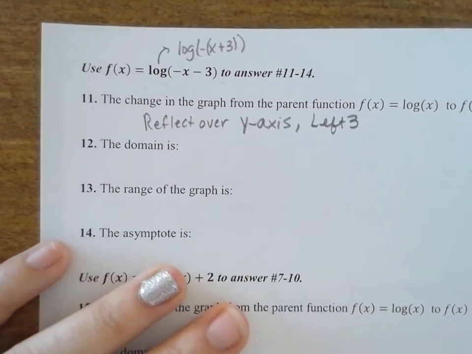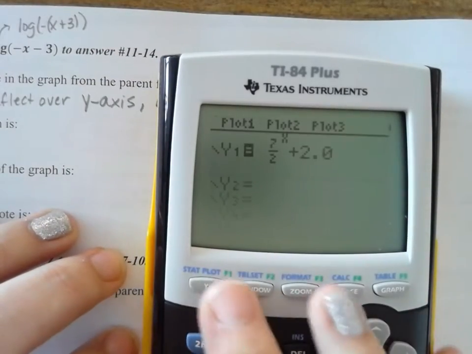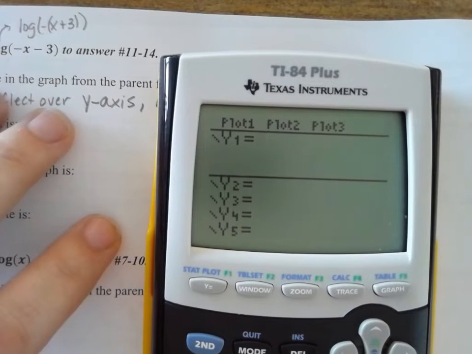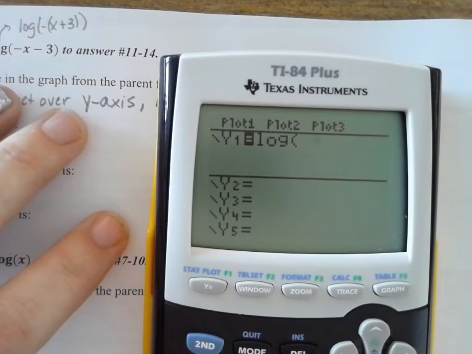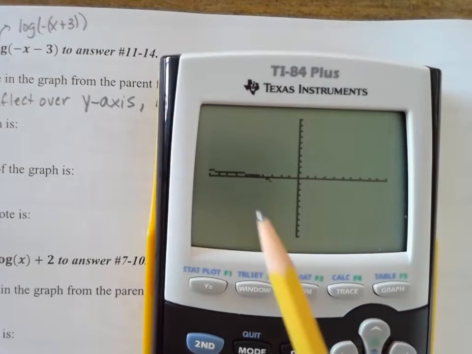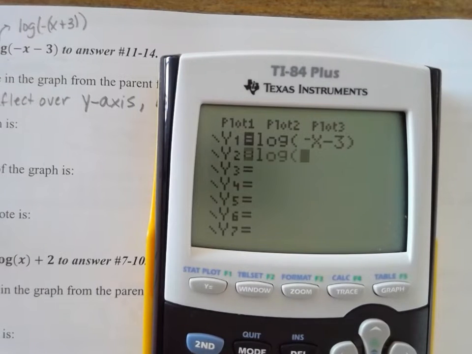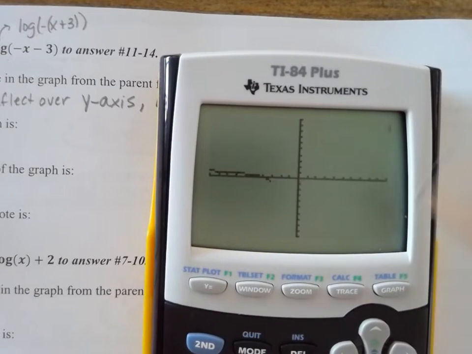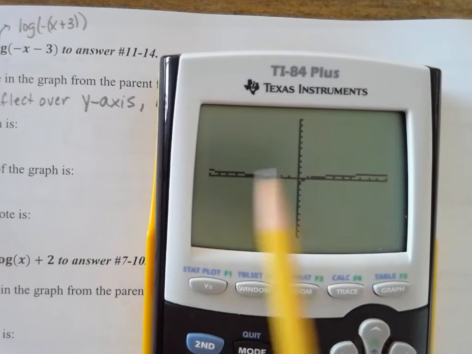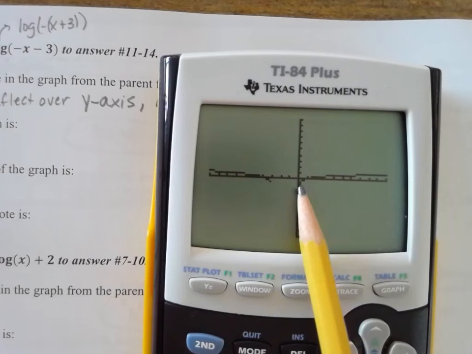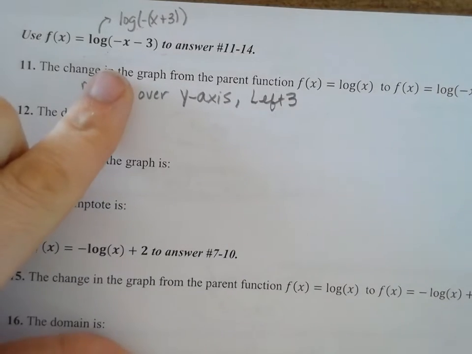But again, if you don't want to worry about do I need to factor, when do I not need to factor, just plug this in, log of negative x minus 3, close your parenthesis, and graph it, and you'll see kind of how that works. And just so that you understand, I'm going to put log of normal x in there. Log of normal x should look like this. So you can tell that it flipped over the y-axis and it moved over 1, 2, 3 positions.